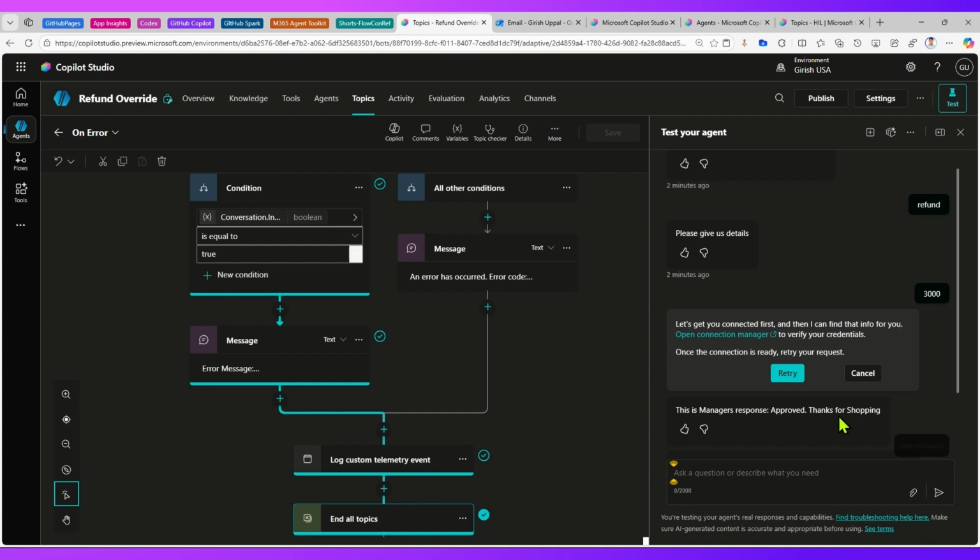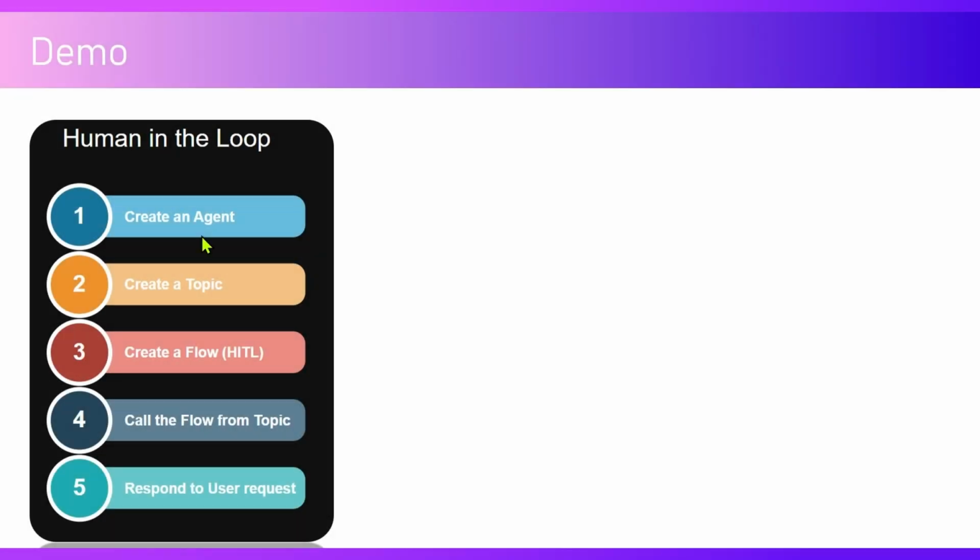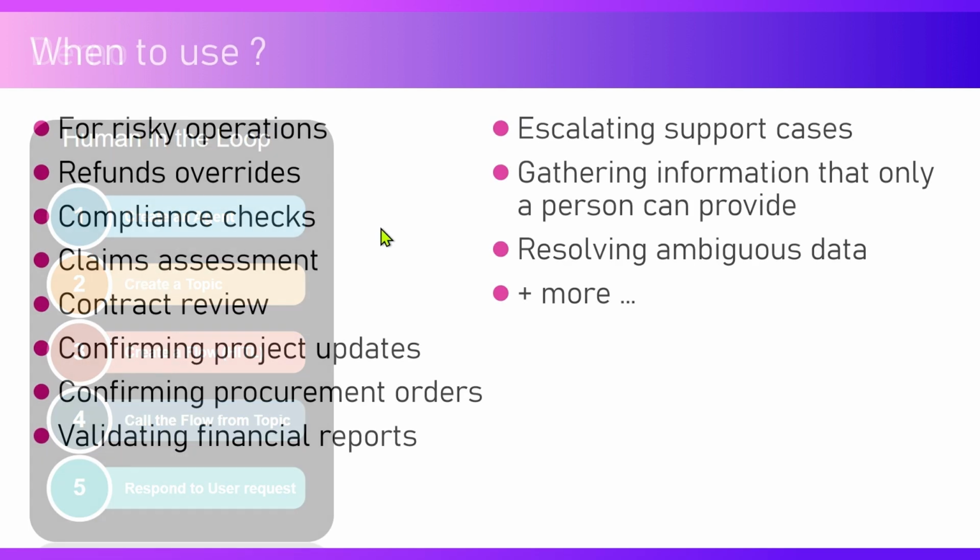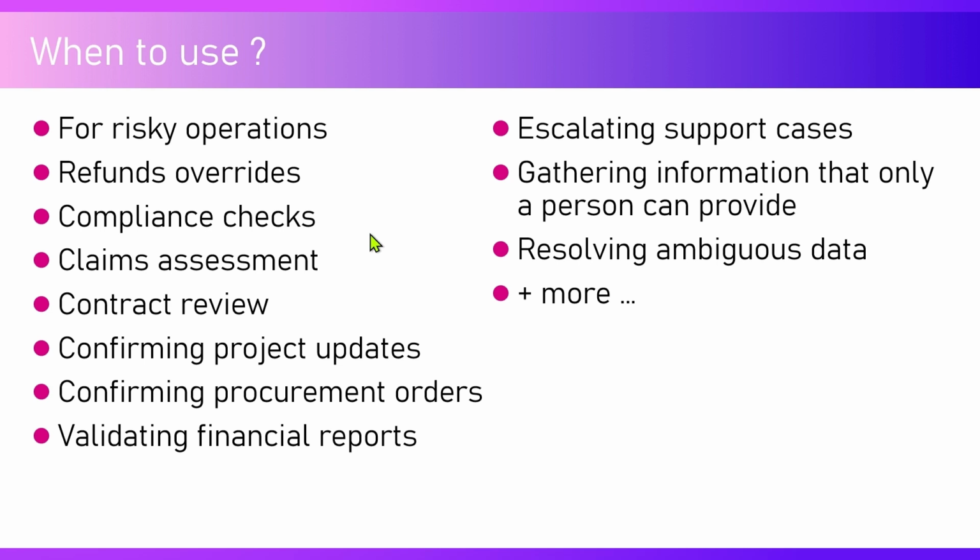So that's it about human in the loop process. So I'll just give you a quick summary of what we did. From a demonstration perspective, we created an agent, we created a topic, we created a flow, we call the flow from the topic, and we responded to the user request. So this is how you can intervene an agentic process. And then, as I mentioned to you, there are multiple scenarios which you can do that for. If it is for a risky operation, if it is for a refund override, compliance check, claim assessment, etc.